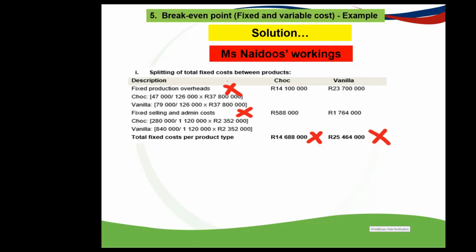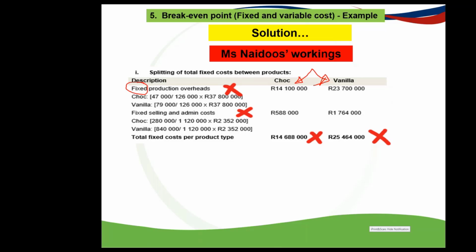Can anyone tell me, this is what she's done with her fixed cost. So she's taken her fixed cost and she's allocated it between chocolate and vanilla. Can anyone tell me, was she supposed to do that? Obviously, if you see all the crosses, no. Obviously, she wasn't. Ms. Marzon Swart, will you tell me what you think she did wrong and what do you think she was supposed to do?